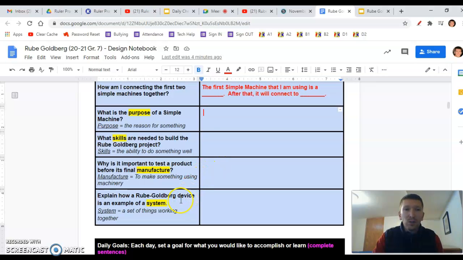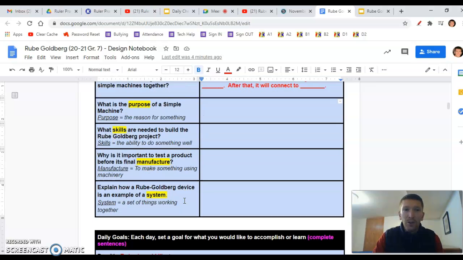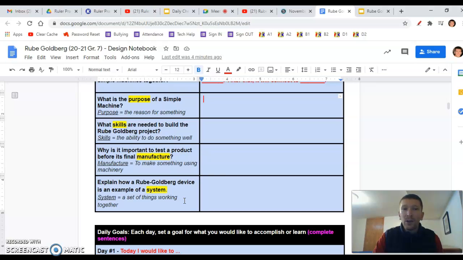And then the last essential question, explain how a Rube Goldberg device is an example of a system. And so there is a set of things working together in your Rube Goldberg. So give an example or explain how that was the case with your Rube Goldberg. So those are your essential questions.